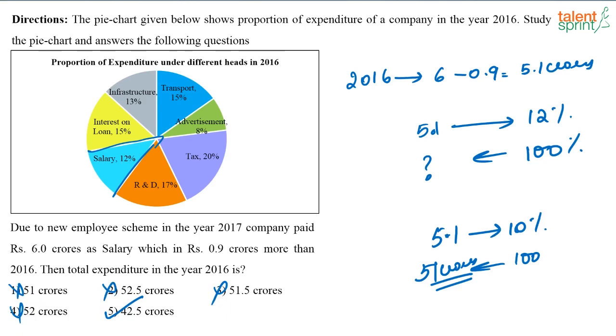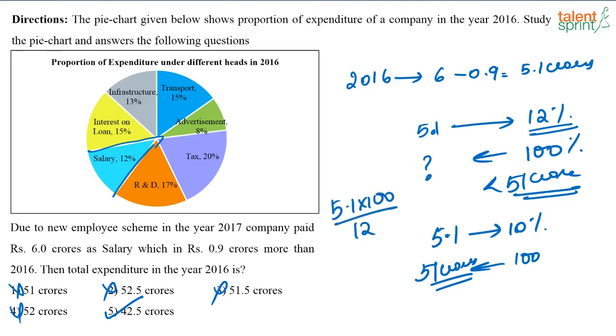But I know for sure that 5.1 represents 12%. So my total expenditure has to be less than 51 crore, and there is only one option which satisfies that. That is option 5, that is 42.5 crores. Mark that as your answer. The normal way to do it would be 5.1 into 100 by 12. Solve for this, you will again get 42.5. But here options are given in such a way that by looking at the options you can eliminate the remaining and mark option 5 as your answer.